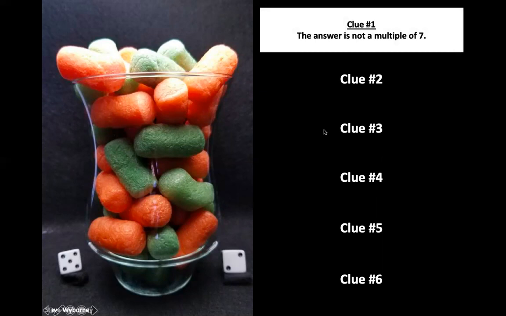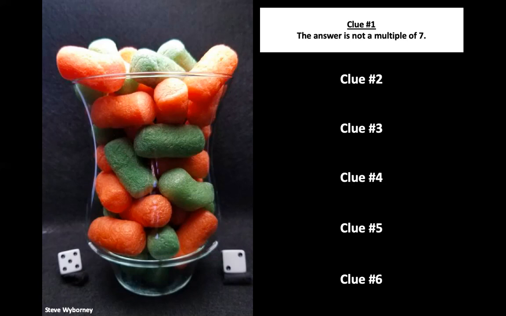Clue number one is, the answer is not a multiple of 7. So what is a multiple of 7? What is a multiple? A multiple is basically repeated addition. It's like multiplication, where if you were to add up groups of a certain number, each sum or each total would be a multiple. It's the same thing with multiplication.